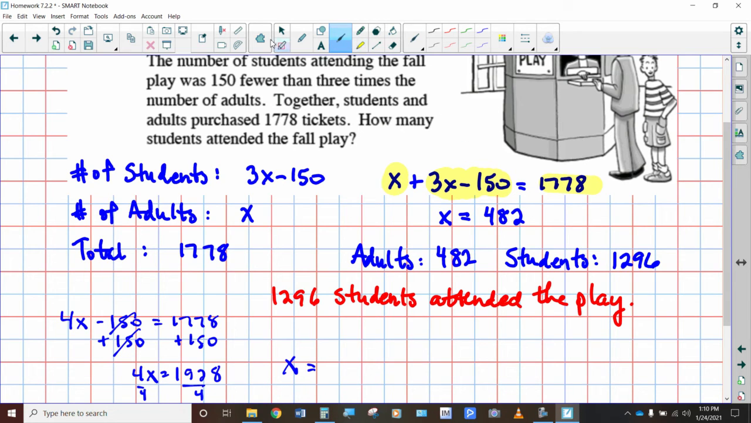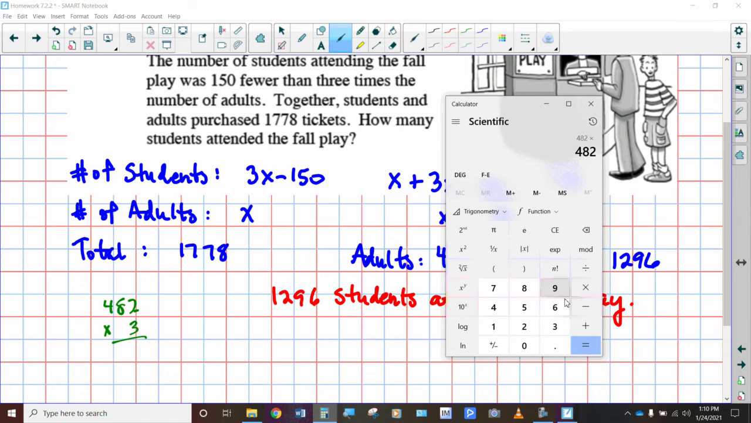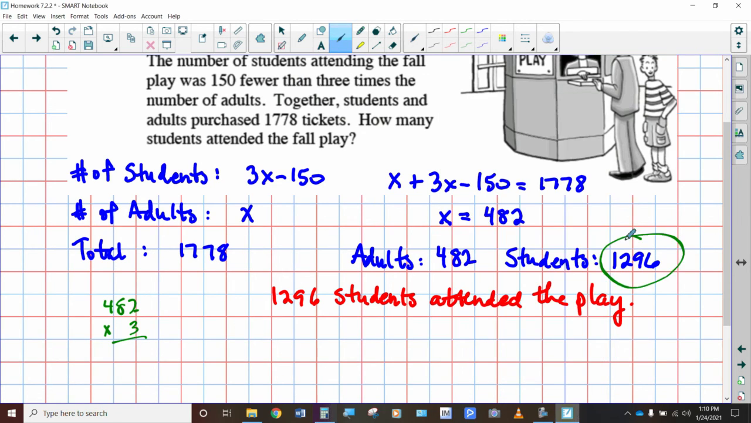So I'm going to check this and make certain that that's correct by taking 482, and then I'm going to multiply that times 3. Then I'm going to take that answer and subtract it by 150. So 482 times 3 is 1446. Now I'm going to take away 150 from that because that's what it said to do up here, and I get 1296, which is this number right there.